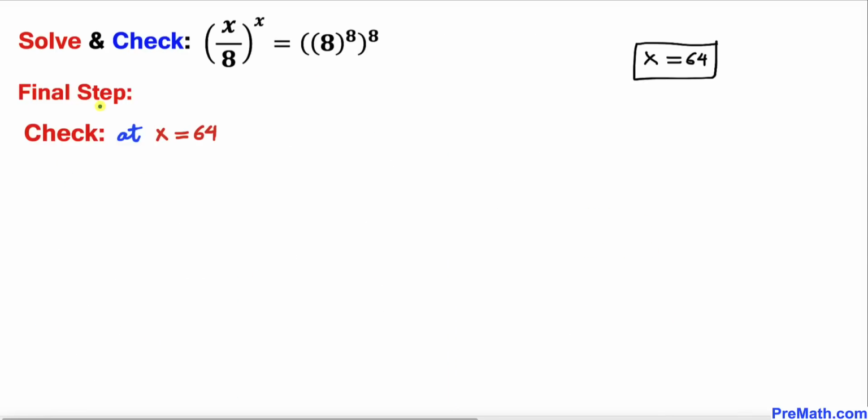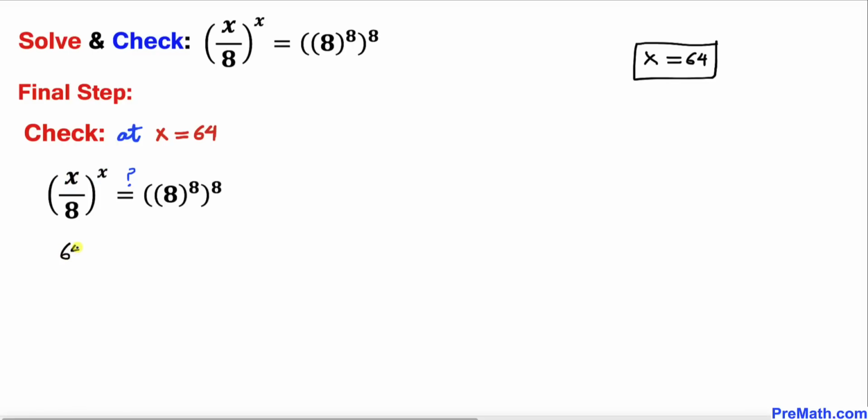And here's our final step. Let's go ahead and check our solution at x equal to 64. And here's our original equation. We are going to replace this x by 64, this x by 64 as well, and we're going to see whether the left hand side is equal to right hand side. So let's go ahead and fill in the blanks.